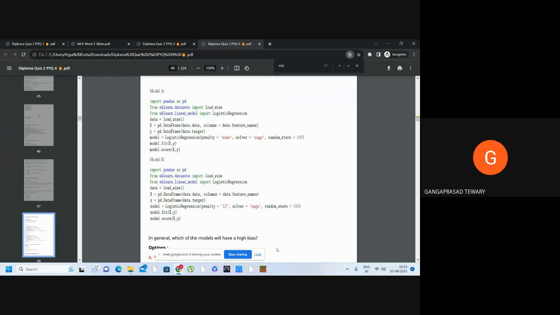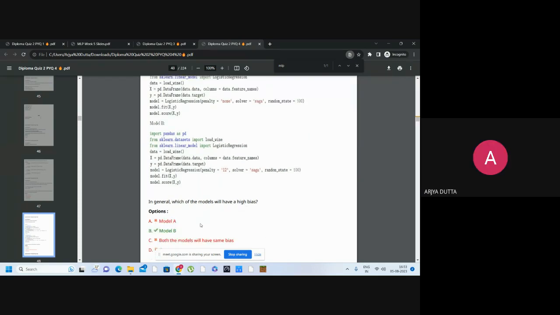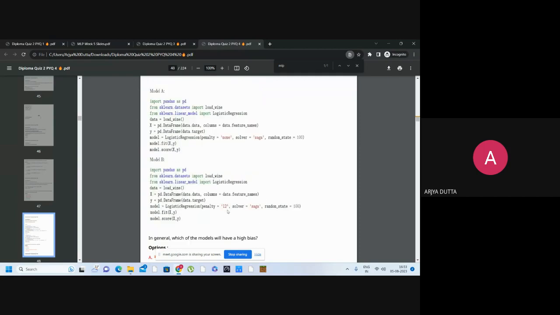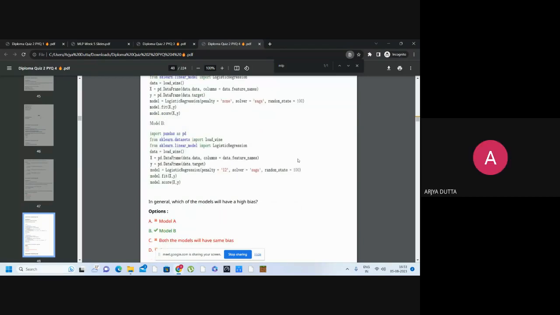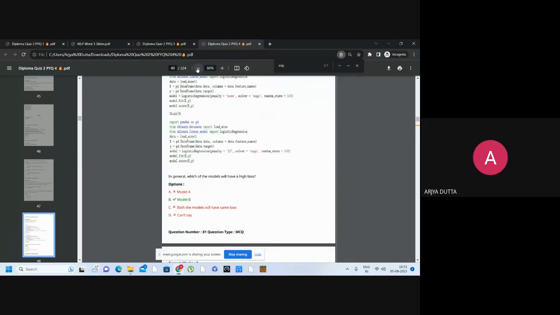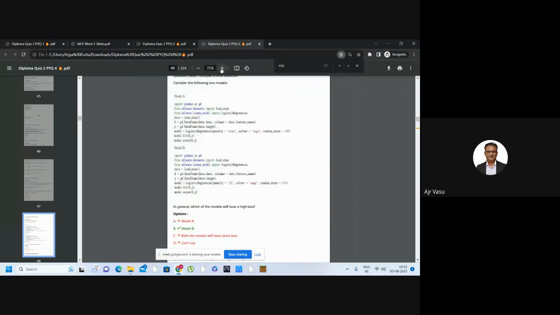What is the option? The option is model B. It's given with regularization. Okay, can you make it full screen? Sorry, I can't see it. I can decrease the size. No, I can't see it. So increase the size.